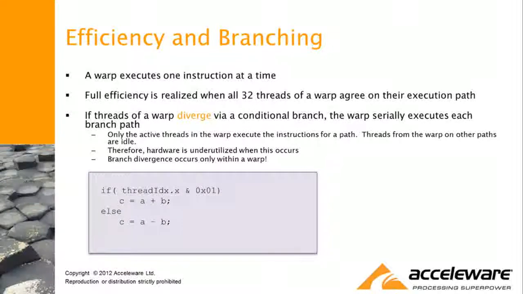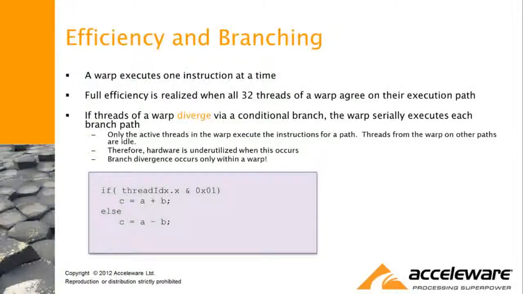We talked about this a little bit because you guys were very interested in this, and I'm glad you asked those questions. This is actually where we give the full picture. A warp is going to execute one instruction at a time, and full efficiency of a warp is realized when all threads in that warp agree on their execution path. This sample code does not, because you're basically saying if I'm even or odd: if I'm odd, I'm doing the top one, and if I'm even, I'm doing the bottom one.